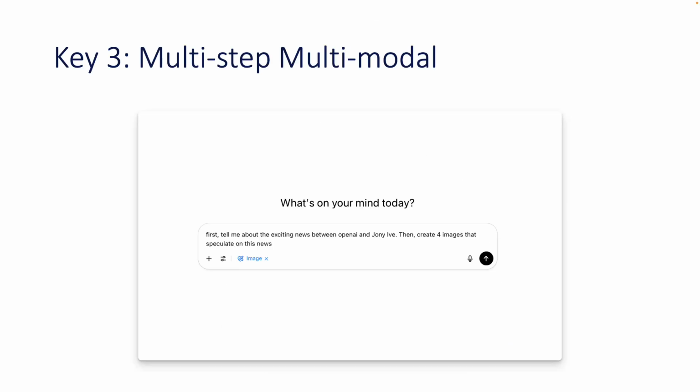All right, time for key number 3, multi-step, multimodal outputs. Now, let's go back to an example from key number 2. We asked about the announcement between OpenAI and Johnny Ive. Now, if we ask the same question, we can say, first tell me about the exciting news between OpenAI and Johnny Ive. Then create 4 images that speculate on this news.